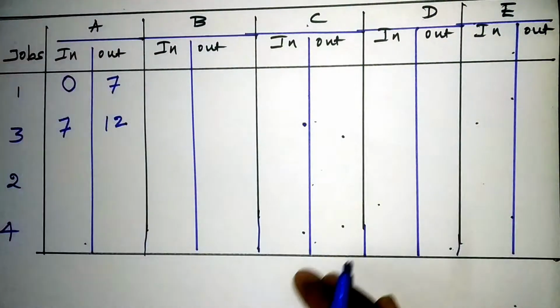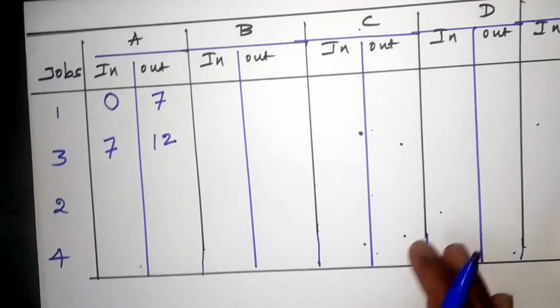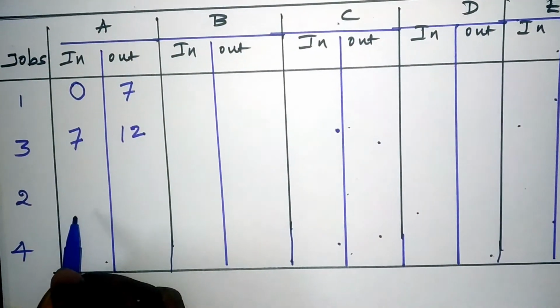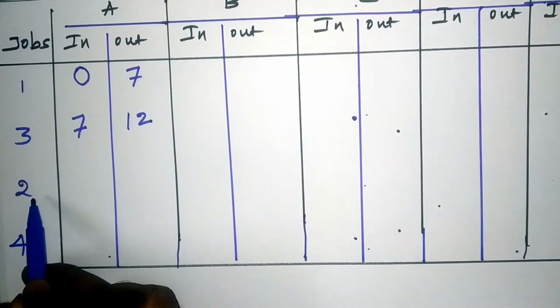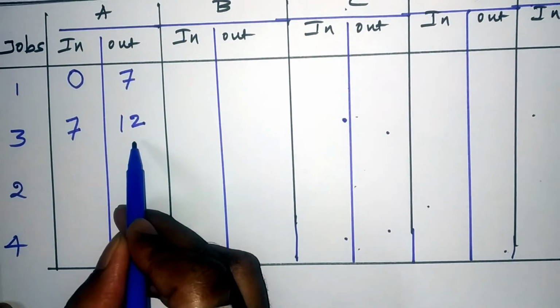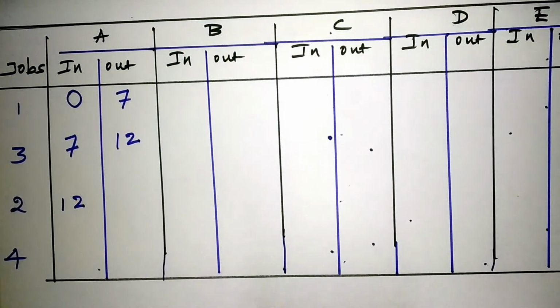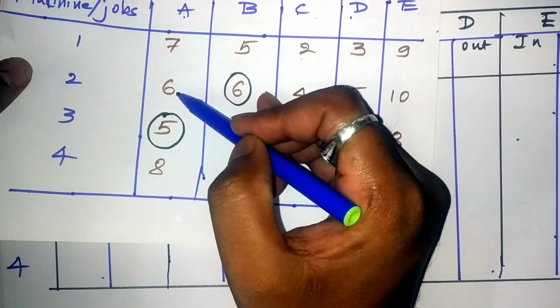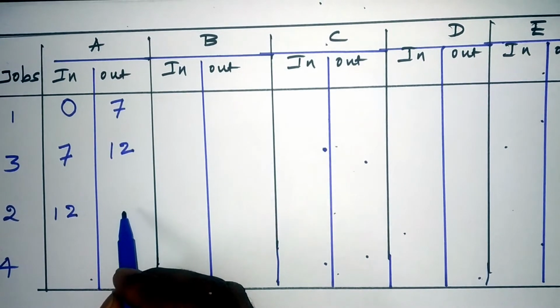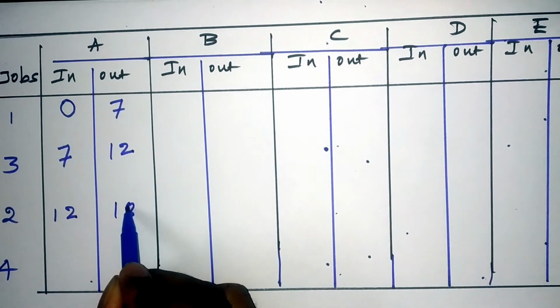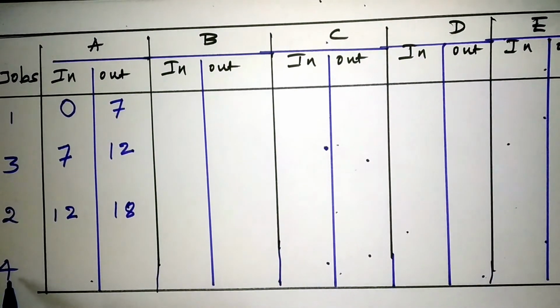Next will be job number 2. Job number 2 is going to enter after the third one, so it will enter after completing this. So I'll write the in time as 12, and job number 2 will take 6 hours on machine A. So I'll add 6 to this, and it is 18.